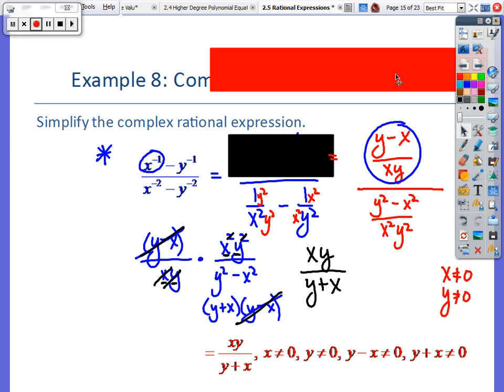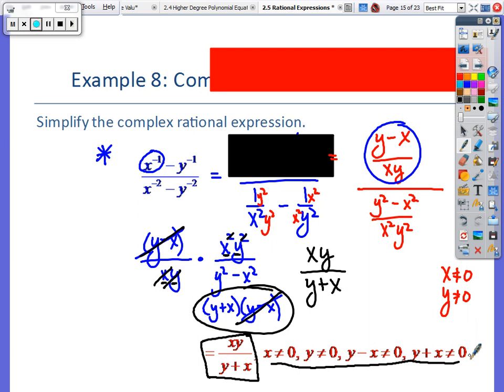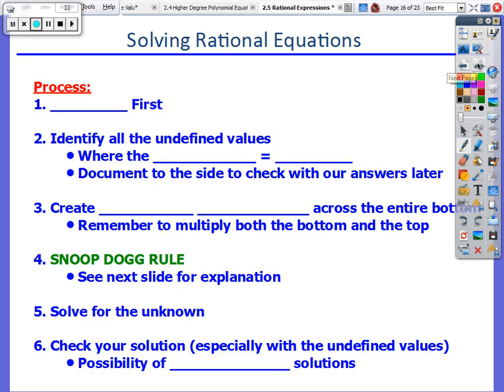Now the y minus x and the y plus x, why would those be undefined? Well, right here, if you take a look, those are in the denominator, and so that's why those couldn't equal 0 as well. So again, for the assignment and on the test, this is really what we're looking for. This is great practice to get you ready for the equations, okay, is where it's undefined. Okay. Speaking of equations, let's go ahead and jump in.